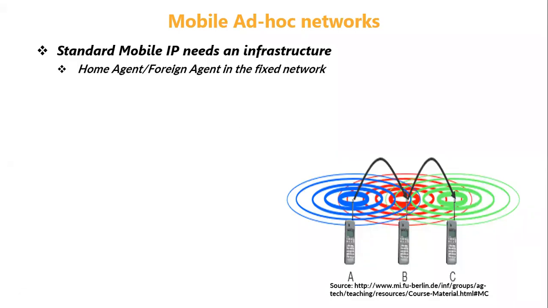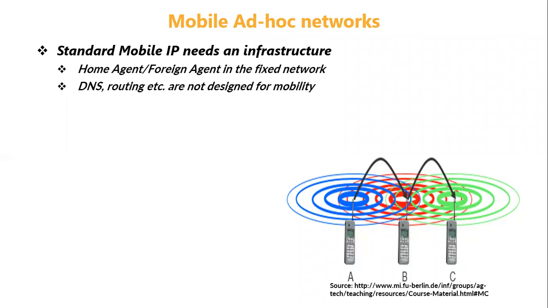Welcome. The topic we will be discussing in this lecture is mobile ad hoc networks. Actually, if you see the standard mobile IP, it needs an infrastructure. It needs entities like home agent, foreign agent in the fixed network, and also base station, BSS. Such fixed infrastructure is required.